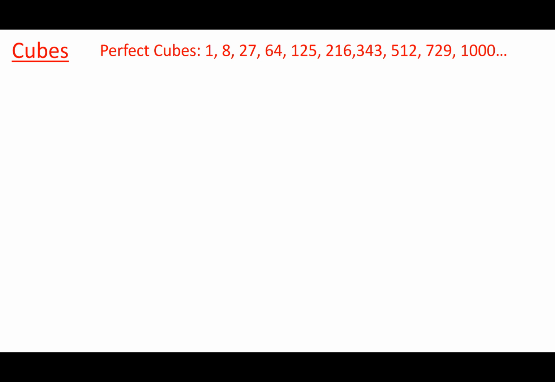All right, let's talk about cubes. Just like when we're working with all those squares, there are perfect cubes. So a perfect cube is simply 1 cubed is 1. 2 cubed is 8. 3 cubed is 27. 4 cubed is 64. And we can continue on. Okay, so here's the start of a list of all of the perfect cubes.